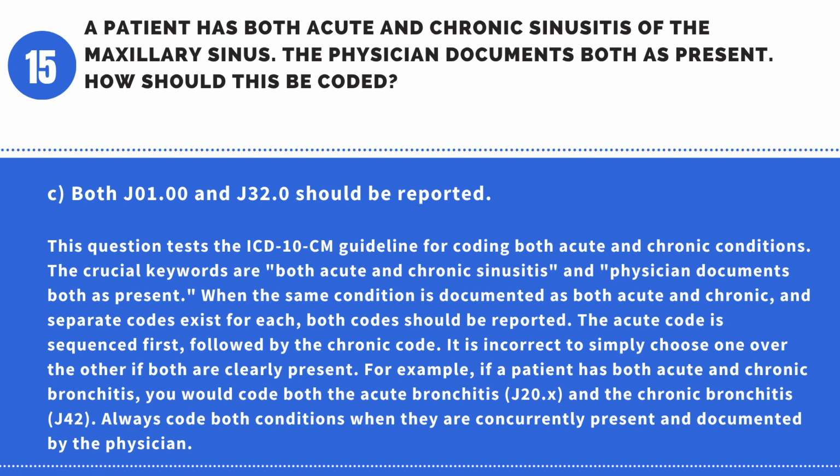This question tests the ICD-10-CM guideline for coding both acute and chronic conditions. The crucial keywords are both acute and chronic sinusitis and physician documents both as present. When the same condition is documented as both acute and chronic, and separate codes exist for each, both codes should be reported. The acute code is sequenced first, followed by the chronic code. It is incorrect to simply choose one over the other if both are clearly present. For example, if a patient has both acute and chronic bronchitis, you would code both the acute bronchitis, J20.X, and the chronic bronchitis, J42. Always code both conditions when they are concurrently present and documented by the physician.